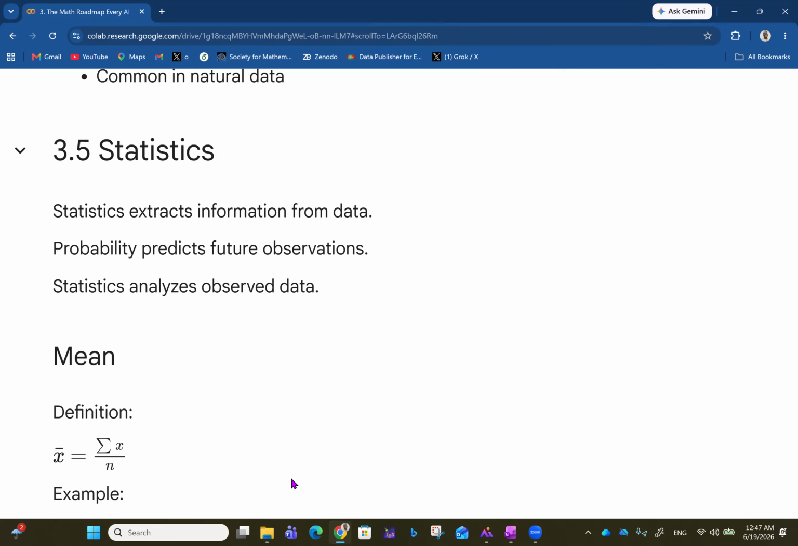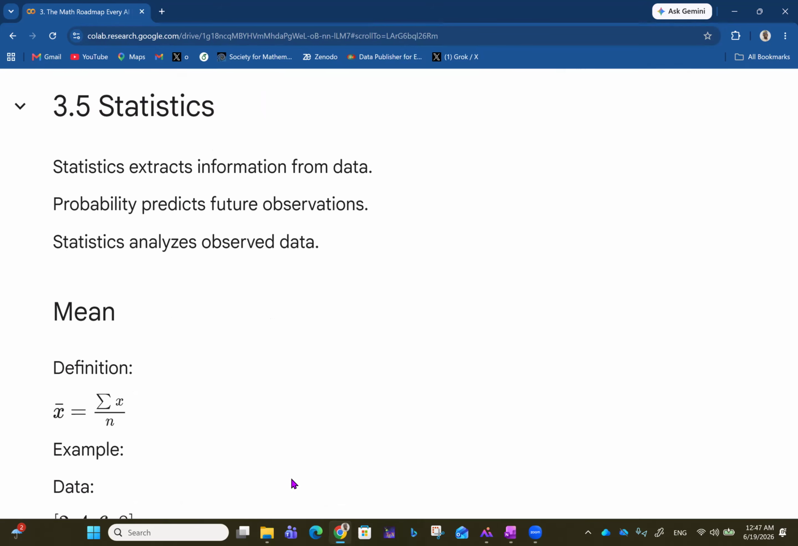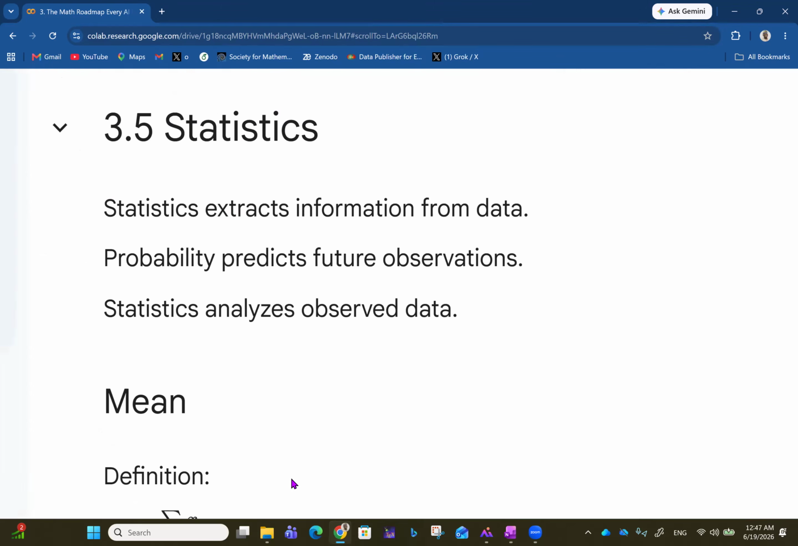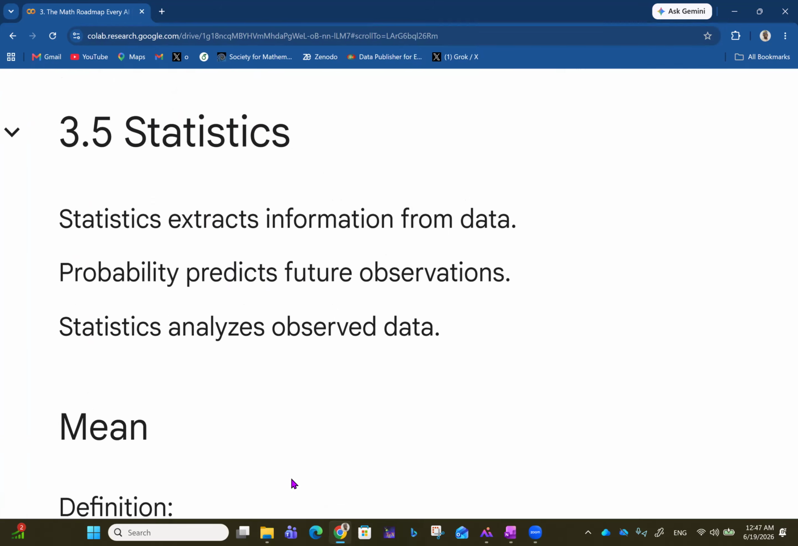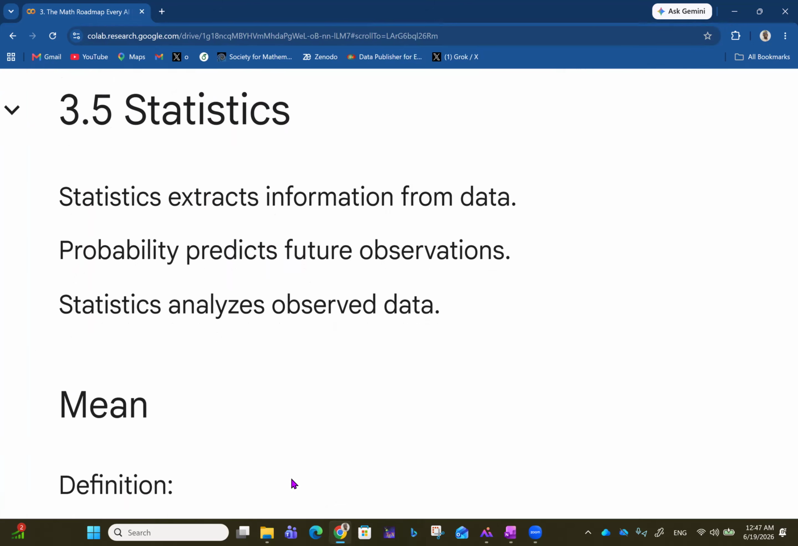Then, having talked about probability, we move to the fifth math topic that an AI engineer should be thinking about, which is statistics. Statistics extracts information from data. Probability predicts future observations, and statistics analyzes observed data, right? So statistics and probability tend to be married together most times. Probability is about chances, but statistics extracts the information about all of that.